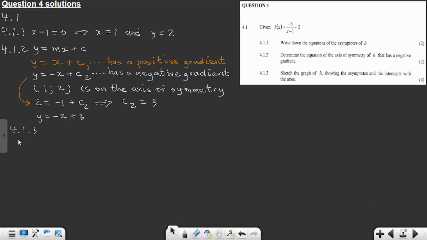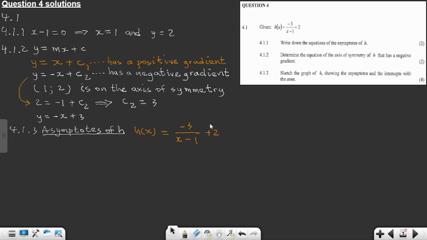4.1.3. Sketch the graph of h showing the asymptote and the intercept with the axis. You need to show the asymptote and the intercepts with the axes. Let's get down everything you need for sketching the graph of h. So you need the asymptote of h, and this is the equation: h(x) = -3/(x - 1) + 2.